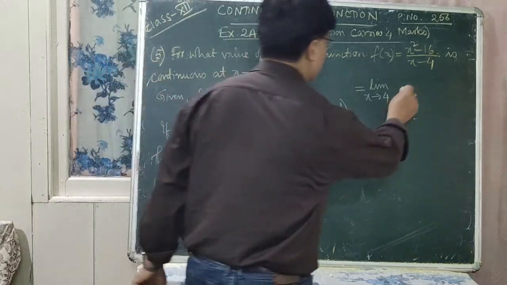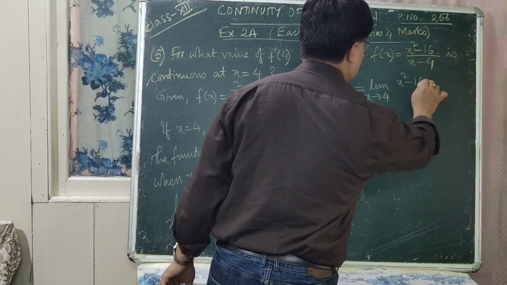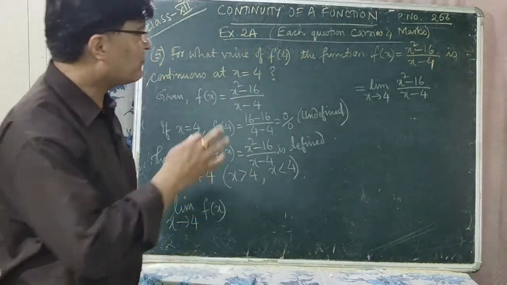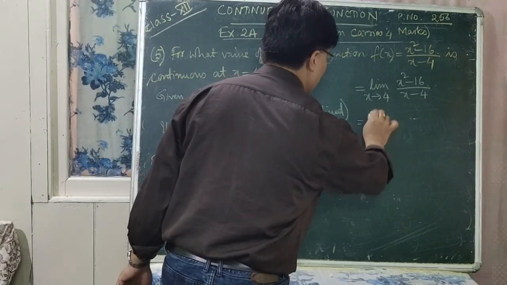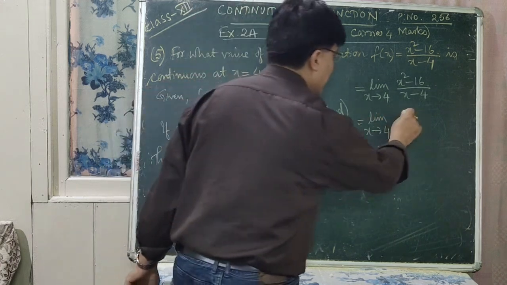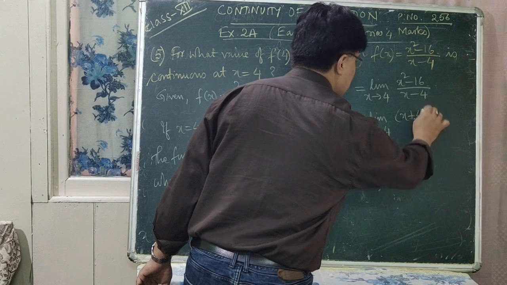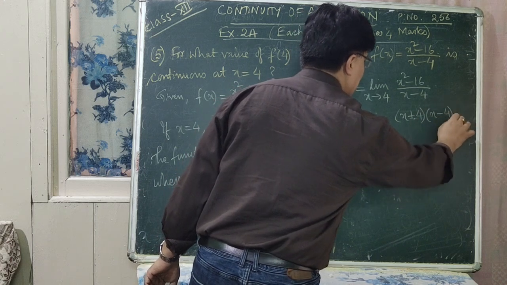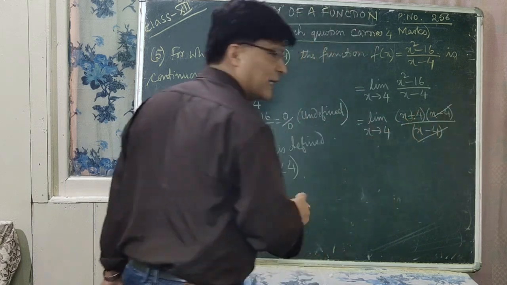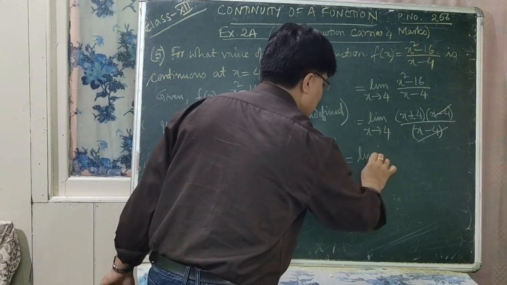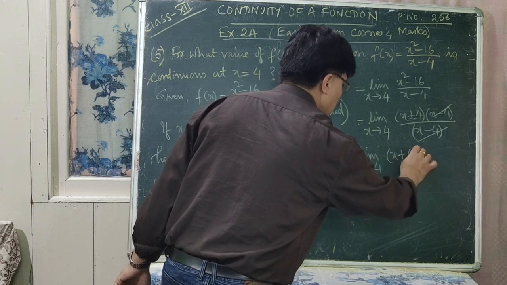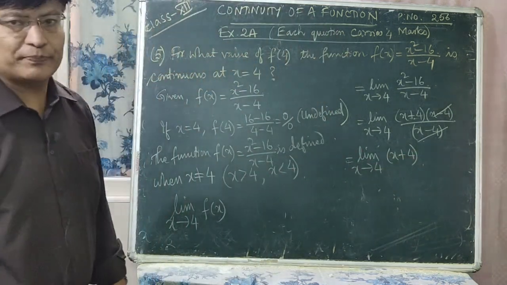So what is f of x here? It is x square minus 16 divided by x minus 4, right? So let us factorize the numerator. You know how to factorize the numerator. Limit x tends to 4. What is x square minus 16? It is x plus 4 into x minus 4 divided by x minus 4. Here x minus 4 gets cancelled. So which is equal to limit x tends to 4. This is your only x plus 4, right?